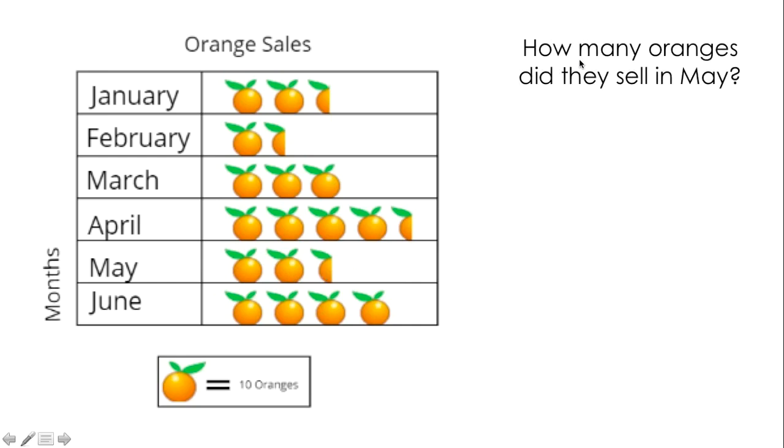My first question says, how many oranges did they sell in May? I just did that one. So 1 full orange, another full orange, and a half. Okay, so I know that this is 10, and 10 plus 10 is 20. And then we said that each one, this is half of 10, which is 5. So 25 oranges.